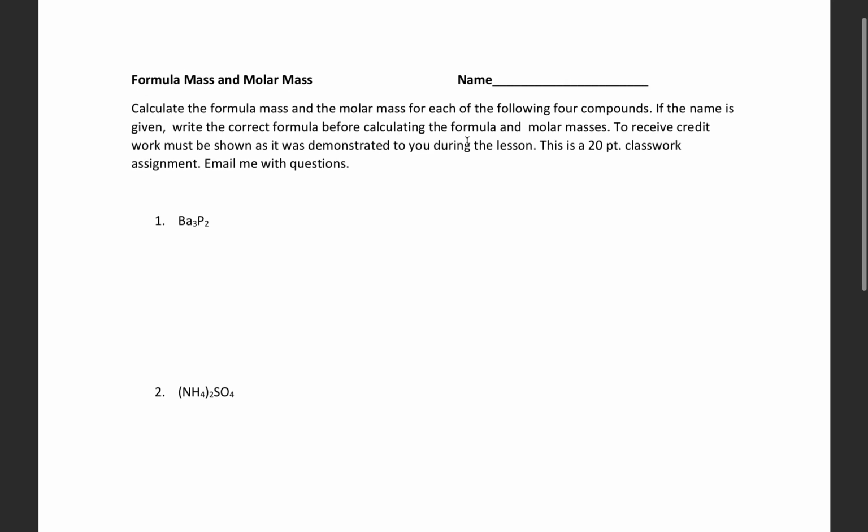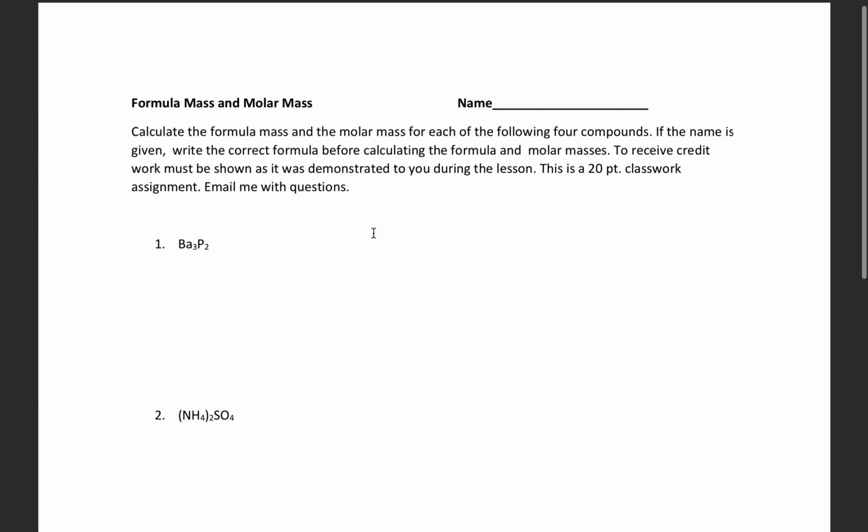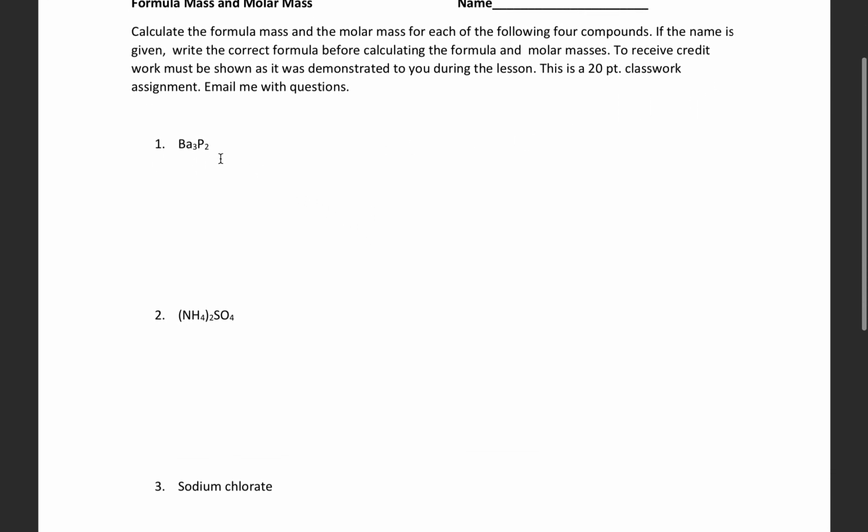Okay? So the instructions were to calculate the formula mass and molar mass for each of the following 4 compounds. If the name is given, write the correct formula before calculating the formula mass and molar masses. To receive credit, work must be shown as it was demonstrated to you during the lesson. This is a 20-point classwork assignment. Email me with questions. All right, so let's go over number 1, which is barium phosphide, it looks like.